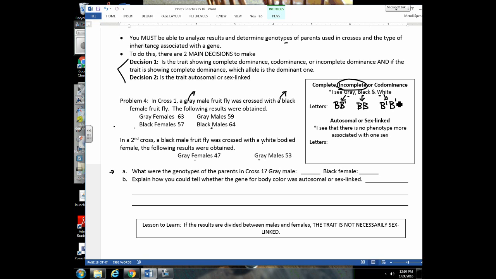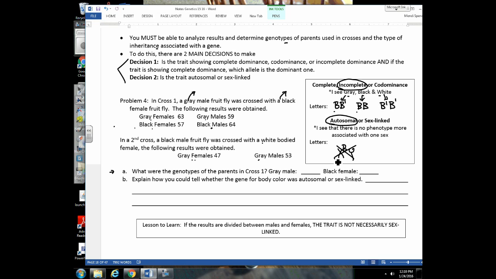So looking at this, I have gray females and I have plenty of gray males. I have black females, I have black males. I have gray females, I have gray males. And the numbers are pretty even. So that tells me right here that this is an autosomal trait. And basically it tells me I'm going to keep using these letters for these genotypes. I'm not going to do anything like this. If it was sex-linked, then I'd have to put those B's on the X or the Y chromosome.